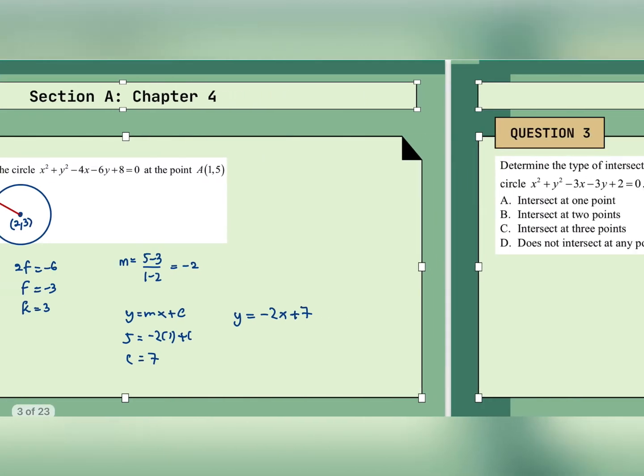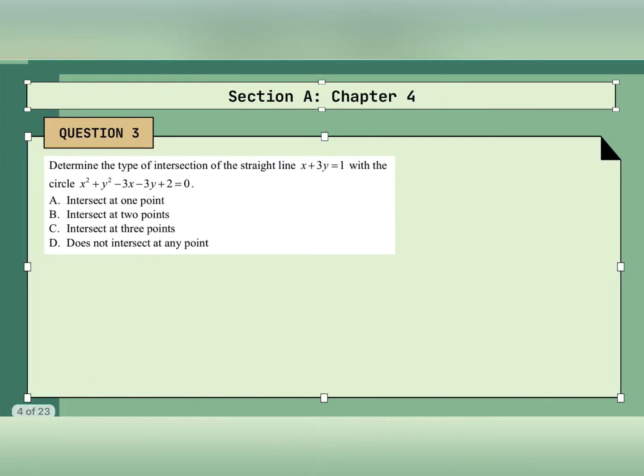Okay, so we go through question number 3. Determine the type of intersection between the line and the circle. Okay, kita nak tahu intersection. Apa kita buat? Gantikan ini dalam equation of circle. So it is easier kalau kita jadikan x sebagai subjek lah. So kita ada 1 minus 3y.